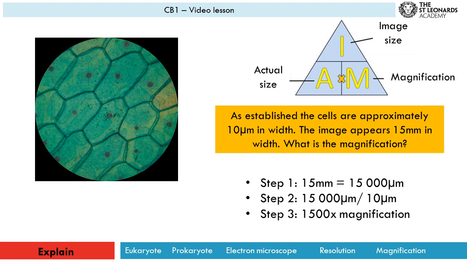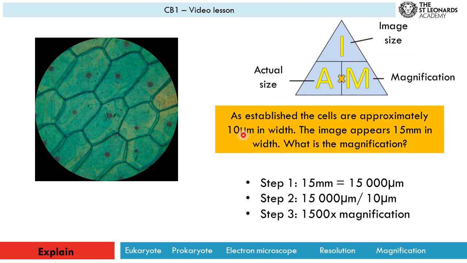Step 1, convert the millimeters, so the image size, which we know is 15 millimeters, into micrometers. And don't forget that 1 millimeter is 1,000 micrometers. So if we've got 15 millimeters, that's the equivalent to 15,000 micrometers. That number is the image size. That goes at the top.